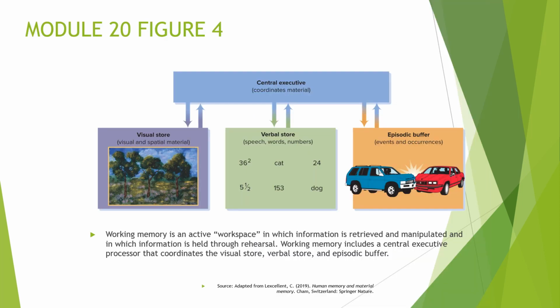This is Figure 4, and you can find this figure at the top of page 208 in your textbook, but this can kind of show you how working memory occurs. Remember, your central executive coordinates material. It's kind of like the mothership. It's going to pull information out of long-term memory, and it's going to determine where that information goes. Is it going to deal with visual and spatial material? Is it going to be a verbal store, like speech and words and numbers? Or is it going to be like an episode from your life and go to that episodic buffer?